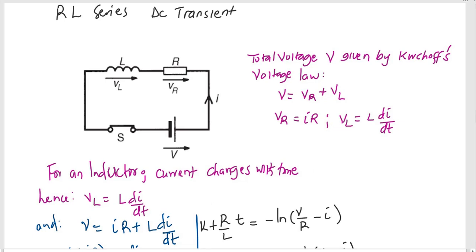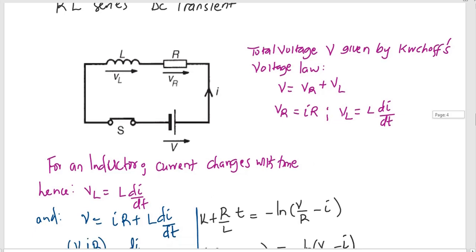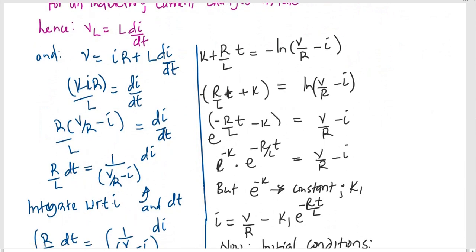Now, if we substitute in our values of VR and VL, we realize that V is equal to IR plus L di/dt, and therefore (V minus IR) divided by L, the inductance of the inductor, is equal to di/dt. Reorganizing this formula so that we can have the right terms together, we put the constants this side, we integrate with respect to I this side, and integrate with respect to time on this side.